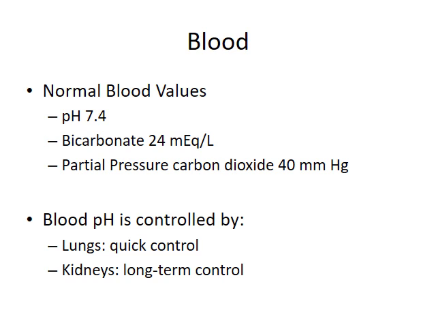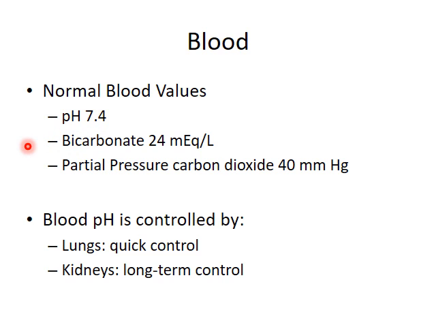Okay, we've talked about the lungs, we've talked about the kidneys. Now we want to talk about them working together and how they manage the blood, specifically how they manage blood pH. So we have normal blood values, pH of 7.4. We have our bicarb values at 24 milliequivalents per liter. That's a fairly average number that varies a little bit.